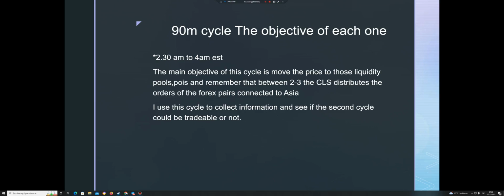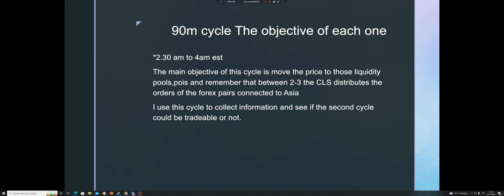So hello guys, and now we go with the 90-minute cycle, the objective of each one. So let's start with the first one, which is from 2:30 a.m. to 4 a.m. EST, New York time. The main objective of this cycle is to move the price to those liquidity pools, boys.